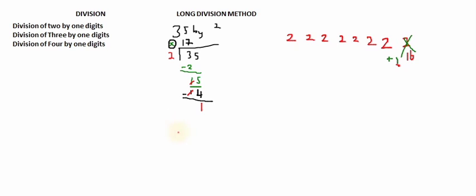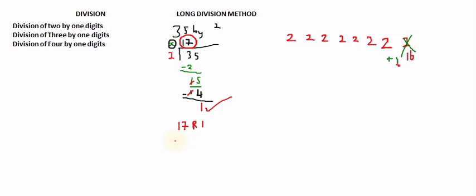Now if you look at it very well, the answer is located up here. Anytime you finish your solution, the answer is up there. The answer is 17, remainder 1. This one here is the remainder. So the answer is 17 remainder 1.